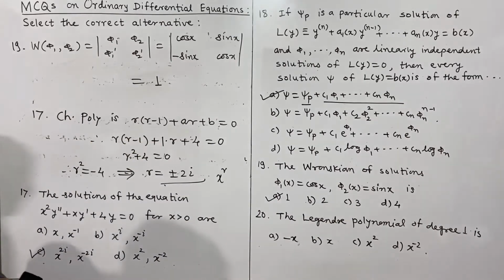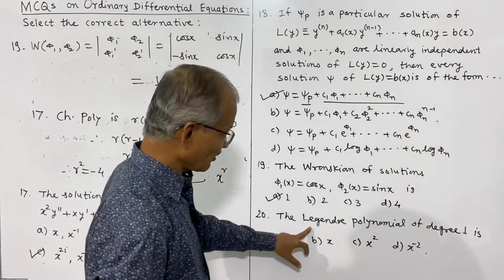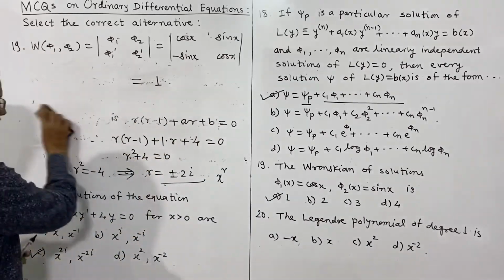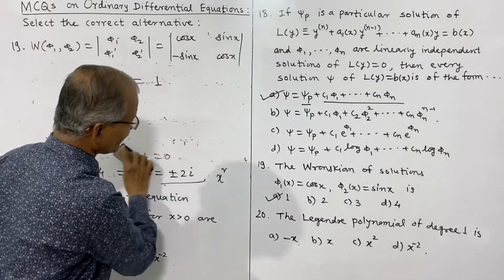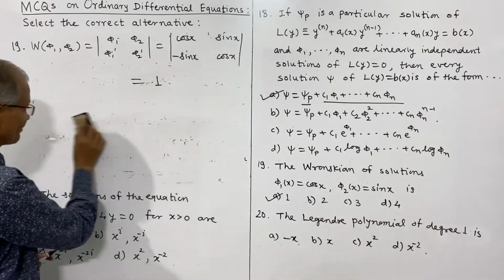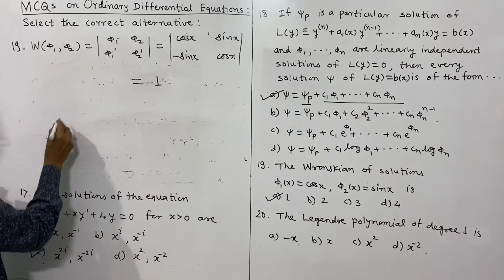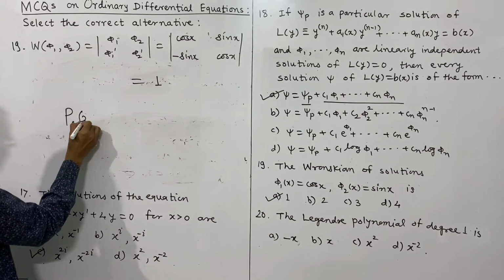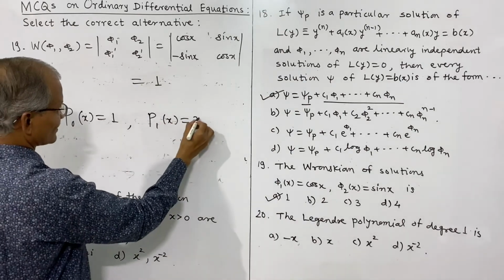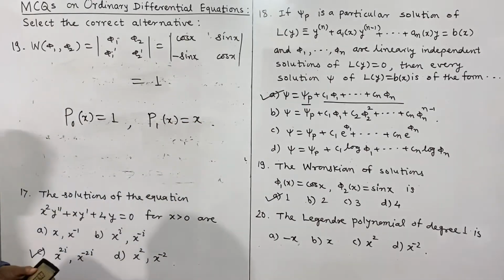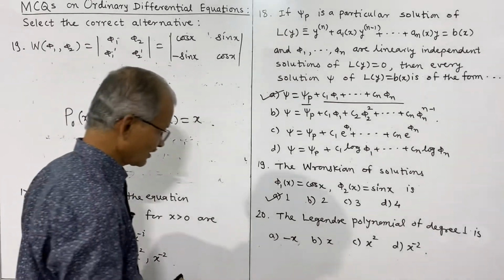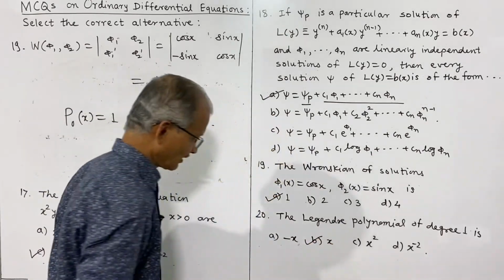And the next question is, the Legendre polynomial of degree 1 is? That is a standard result. The Legendre polynomial of degree 0 is 1, and we denote the Legendre polynomial by Pn of x. So we have P naught of x is 1 and P1 of x is x. You should note this: the degree 1 Legendre polynomial is x. That is the correct alternative.